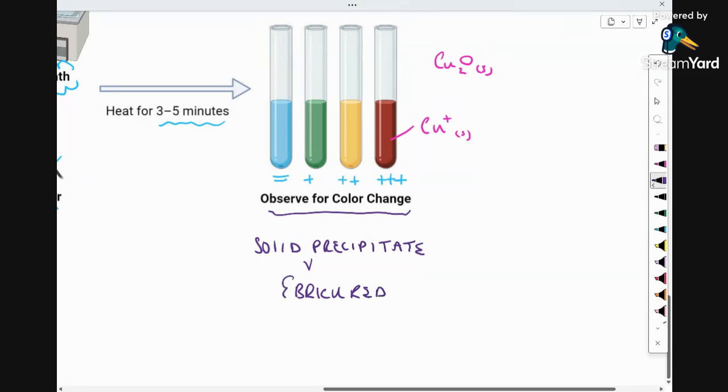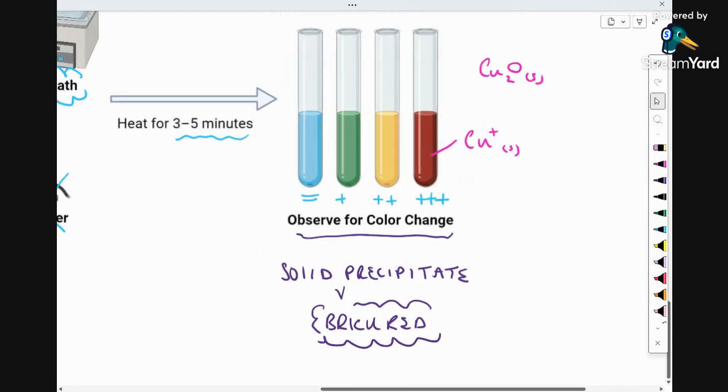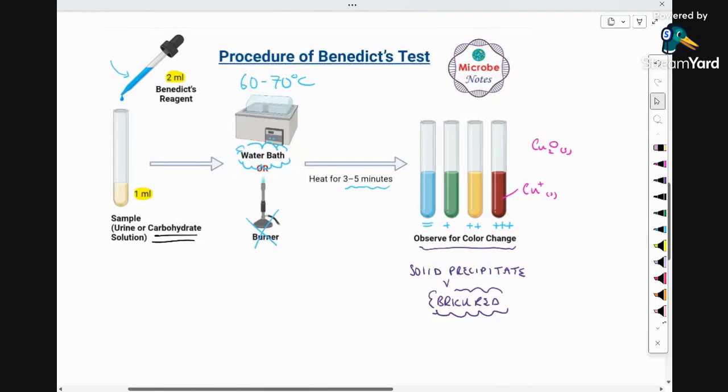It may accept red in a mark scheme, but brick red is a better term. But if you don't have enough reducing sugar in the solution, you will get a green precipitate or a yellowy orange precipitate. So that is how you carry out the test.